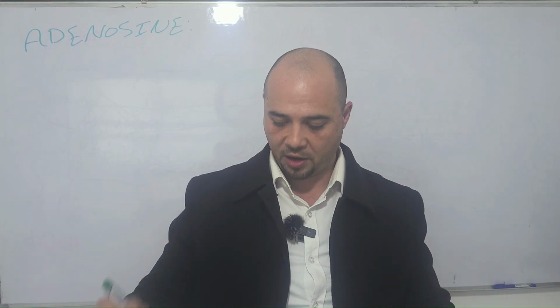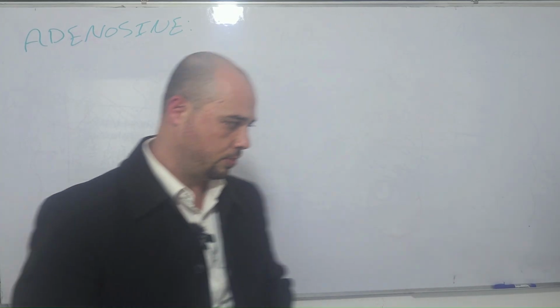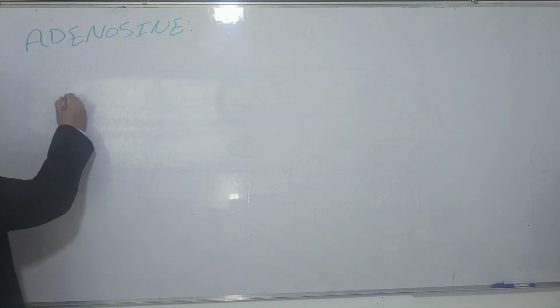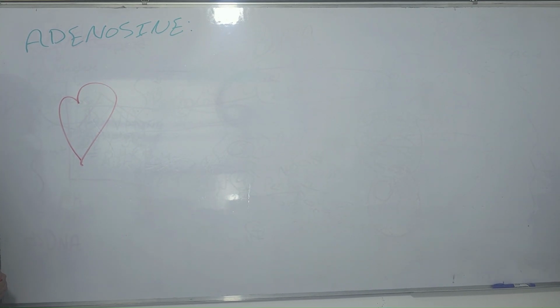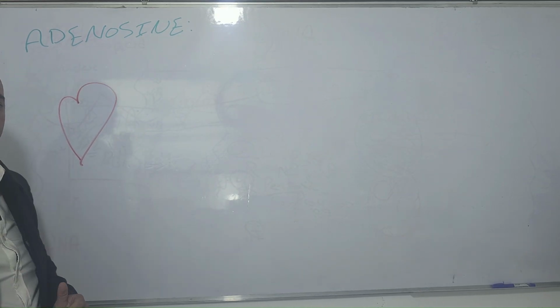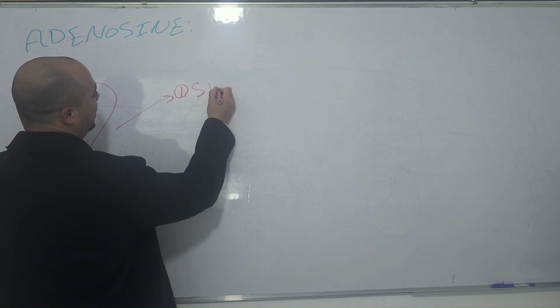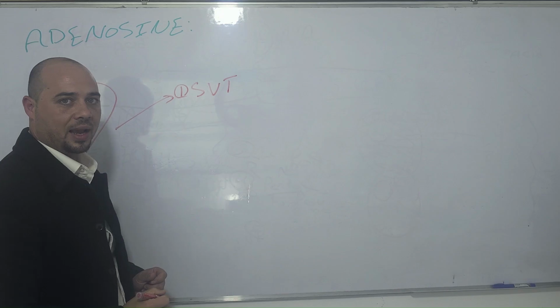So its role in cardiology, right? Red for the heart. Adenosine has 2 major roles. It's actually used as a pharmacological agent in some cardiac conditions. Number 1 is something called SVT, supraventricular tachycardia.